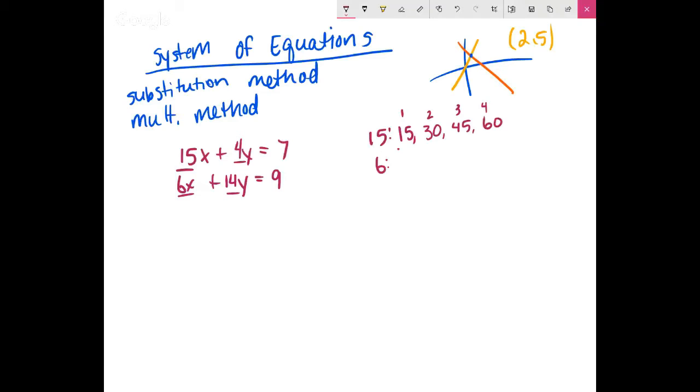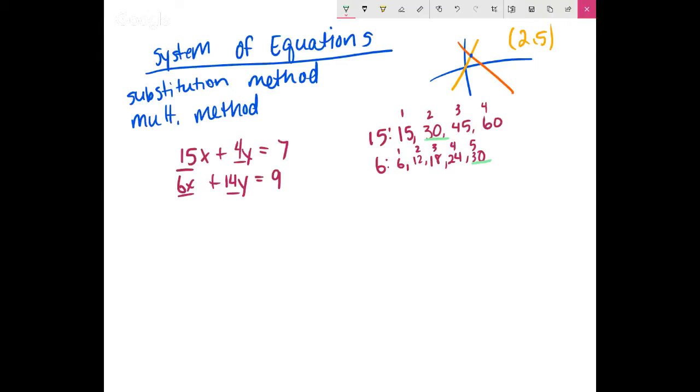All right, cool. 6, we got 6 times 1 is 6, times 2 is 12, times 3 is 18, times 4 is 24, times 5 is 30. And we can stop right there. Why? Because I see common multiples. 30. 30 is the least common multiple. All right, so that's the number we're going to focus on.